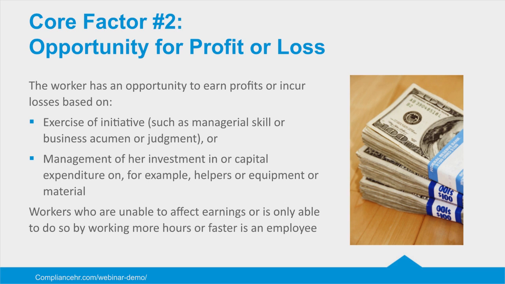But perhaps the best way to understand this factor, and this is straight from the regulations, is that workers who are unable to affect earnings at all, or they are only able to earn more money by working more hours or working faster, so efficiency or hours, that person is an employee. So if you're paying a worker by the hour, for example, and the only way they can make more money is to work more hours, that person is going to be considered an employee. Whoever is running the DOL. So that's the opportunity for profit and loss.